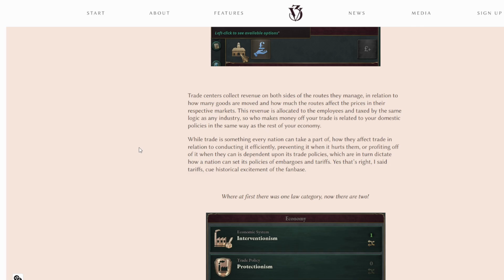They manage in relation to how many goods are moved and how much the routes affect the prices in their respective markets. This revenue is allocated to the employees and taxed by the same logic as any industry. So who makes money off your trade is related to your domestic policies in the same way as the rest of your economy. So this is just an extension of your economy, but an incredibly important one.